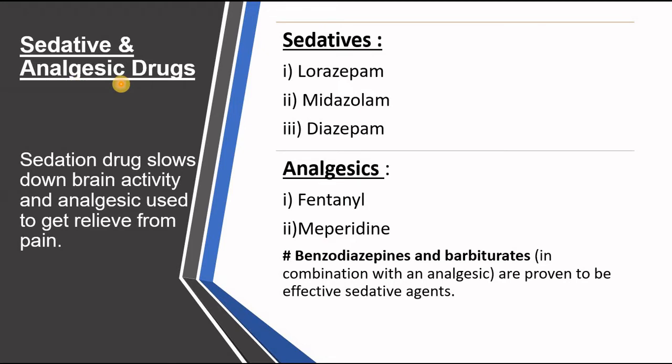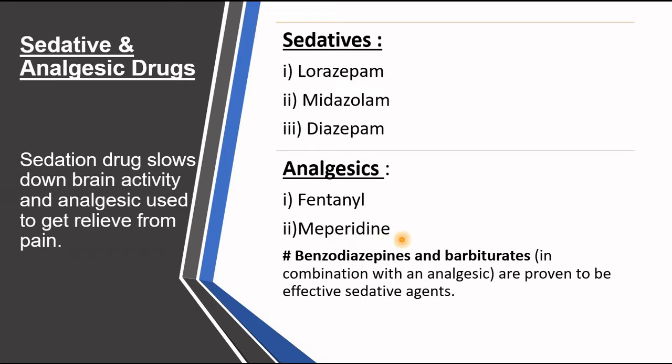If you look at the example, what exactly are the drugs that come under the sedative and the analgesic? So under the sedative drugs, lorazepam, midazolam, diazepam. These three drugs come under the sedative category. If we look at the analgesic, so fentanyl, it is the most popular one, you can say. Fentanyl and meperidine. So these two drugs, other drugs also come under the category of analgesic. But as of now, I have only mentioned two, that is fentanyl and meperidine.